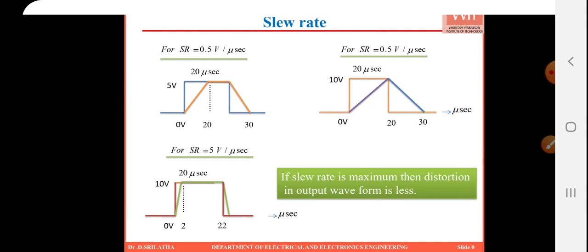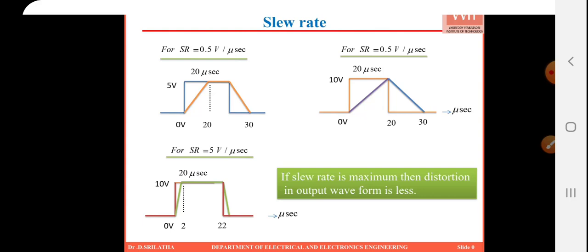So whatever output waveform we have to produce, depending on the time period we require, we need to select the operational amplifier based on its slew rate. So here one thing we can observe: if the slew rate is maximum, the distortion in the output waveform is less.